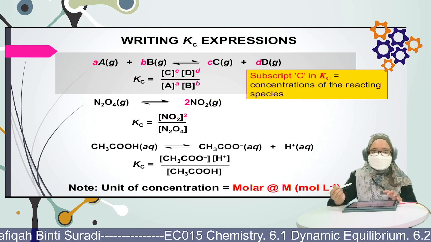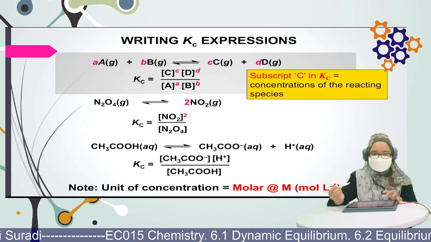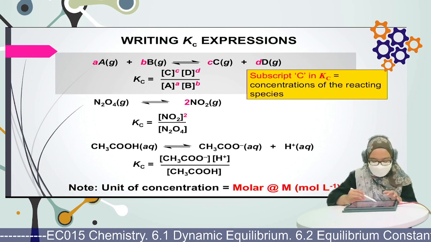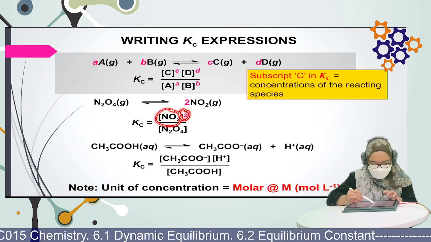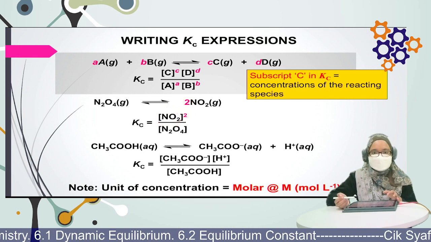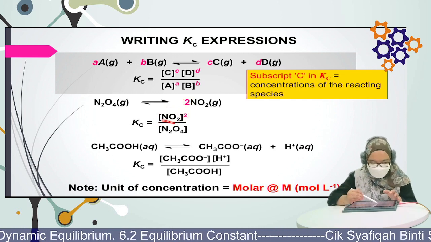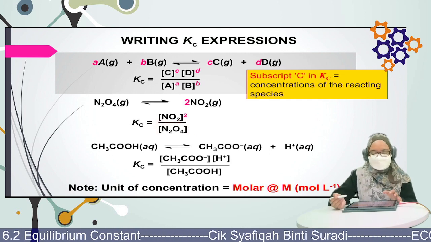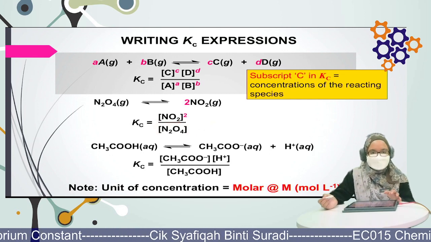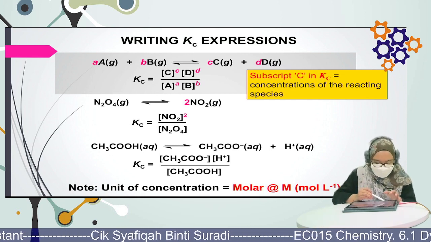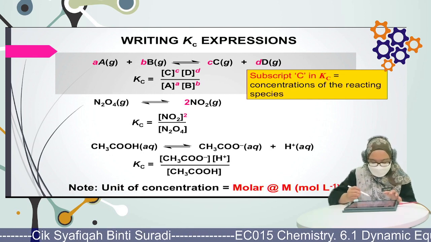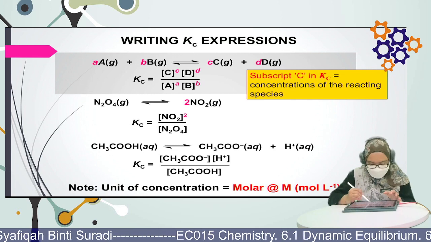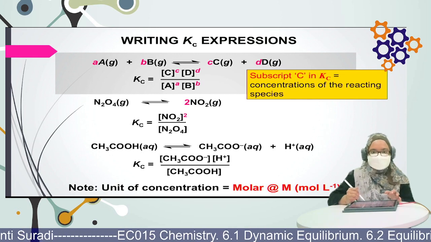So bila kita tulis Kc expression in terms of concentration, so concentration of NO2 squared, sebab dia punya coefficient dia ada 2, divide by concentration of N2O4. So macam ni je lah awak punya expression. Next kita ada CH3COOH aqueous, to form CH3COO minus aqueous plus H plus aqueous.